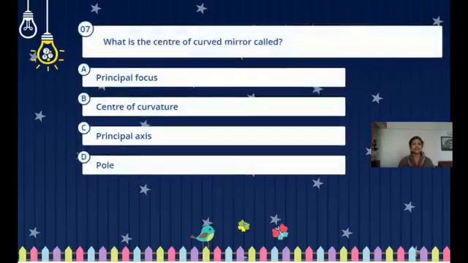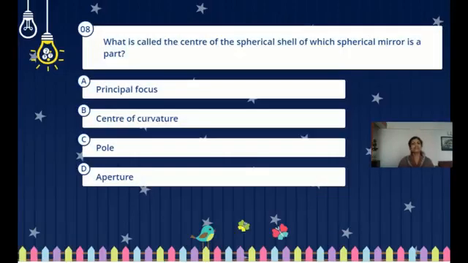Then the next question is, what is the center of a curved mirror called? So four options are there: focus, center of curvature, principal axis and the pole. Then what is called the center of the spherical shell of which the spherical mirror is a part? You have to find again the answer: principal focus, center of curvature, pole and aperture. Out of the four, one answer is correct. Just find that and write in your book.